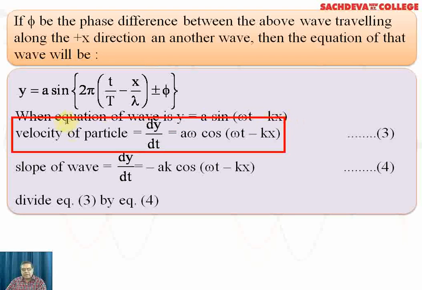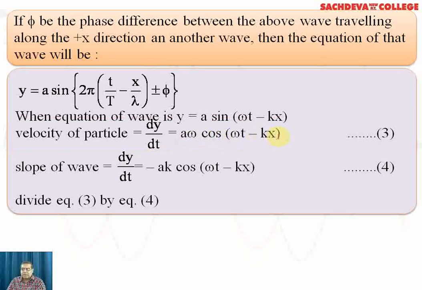So for the velocity of the particle, we take the derivative of the displacement. So we take dy over dt, the derivative of y with respect to time. We take the derivative of a sine omega t minus kx, and that becomes a omega cos omega t minus kx. You will remember that the derivative of a sine function is a cosine function, so we have written a cosine function. Wherever we write omega, that is 2 pi by T or 2 pi n, and a omega is called the velocity amplitude. Again, the value of k is taken as 2 pi by lambda.